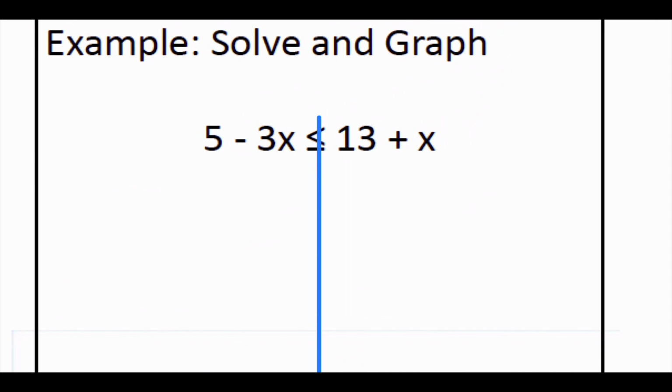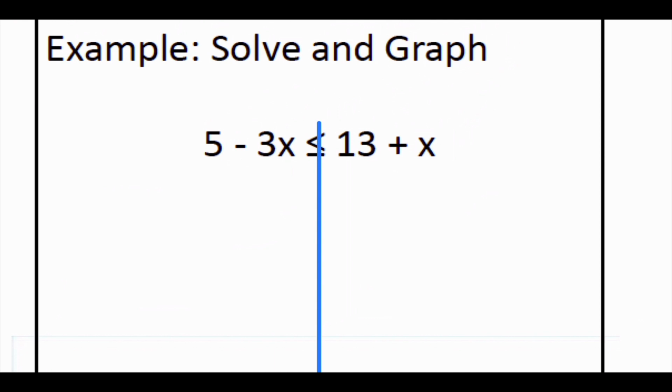Isolate the variable. We want to get x by itself. I have an x over here, and I have an x over here. I want to get them on the same side. Now, today, I want you to get them on the left side. And I'll tell you why later, because it's going to make your life easier later. So I'm going to leave this negative 3x here, and I'm going to move this guy over. So to do that, I need to do the opposite. Since it's 1x, I'm going to subtract 1x from both sides.